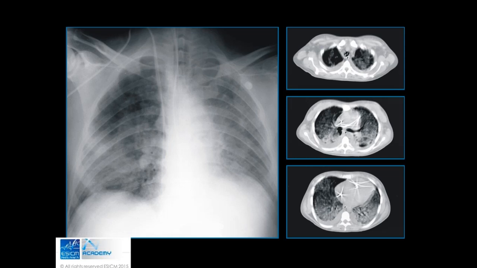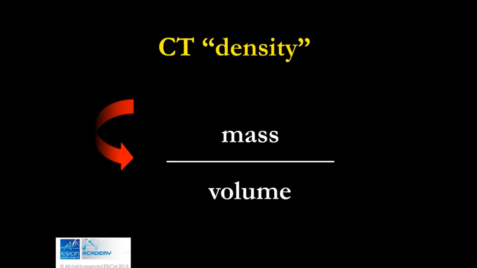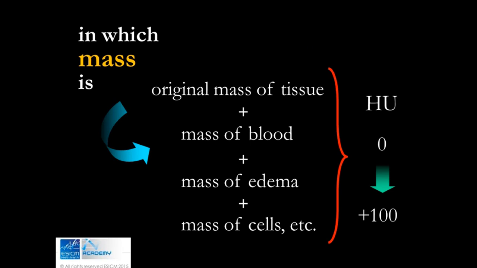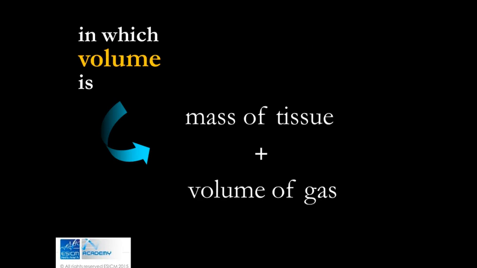CT, I think, helped us to understand a lot about the basic pathophysiology. The CT is mass divided by volume, and the volume is the mass. Mass in the CT is whatever is liquid or solid, and the rest of the volume is provided by gas. The density is measured by the CT quite accurately. So at each voxel, we may know how much is the gas and how much is the tissue, including in the tissue the edema, the blood, the cells, whatever is solid.